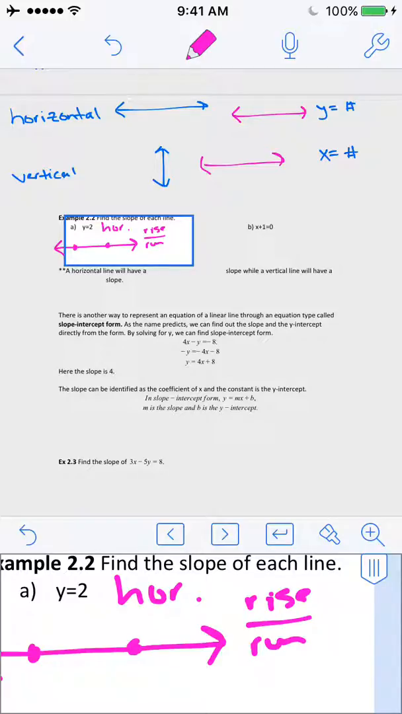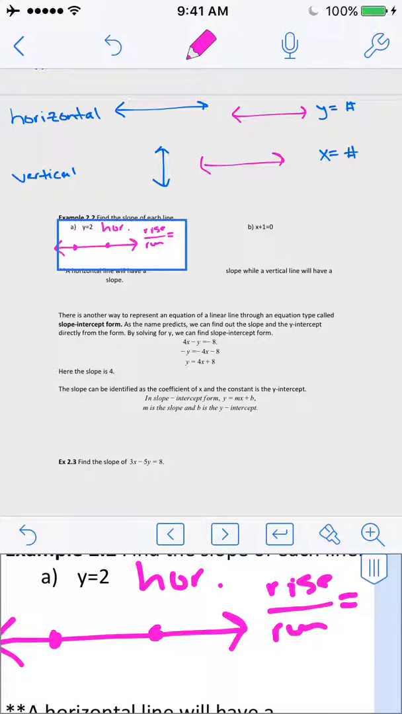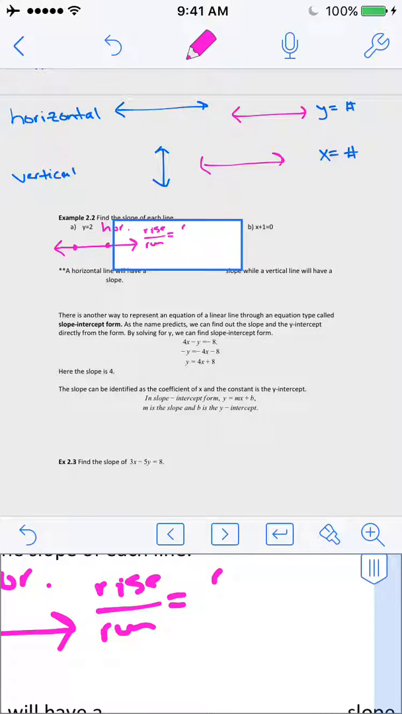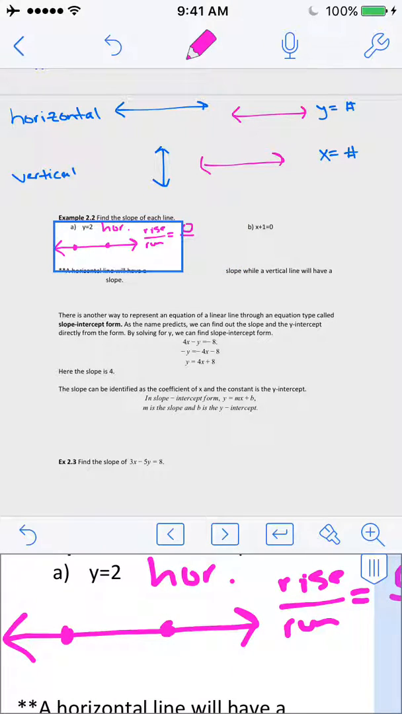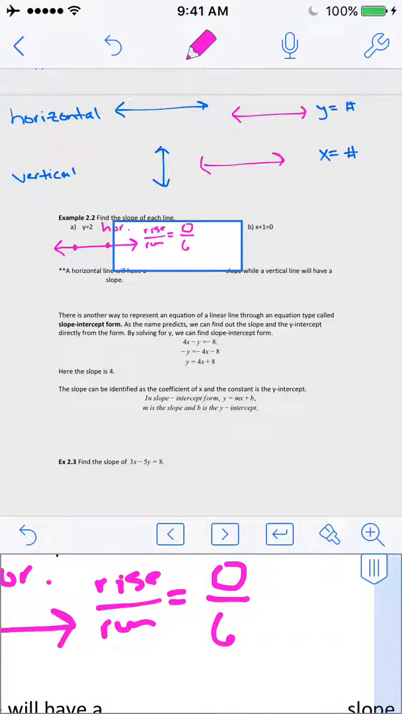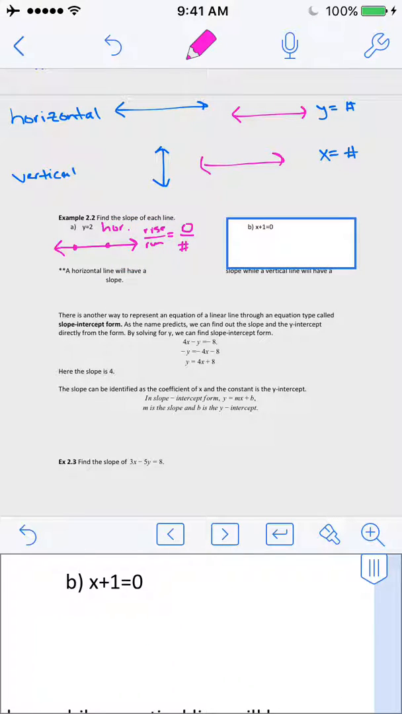But let's take a look at this. Is there going to be a rise on a horizontal line? Are they going to go up and down anything? No, they're not. So the rise is going to be 0, but they are going to run something, like 2 or 5 or 6 or something like that. So it'll be something like 0 over 6, or even better, 0 over some number, no matter what we do. For any horizontal line, that rise is not going to change. That rise is going to be 0. We'll come back to what that means in just a sec, but let's take a look at the other one.